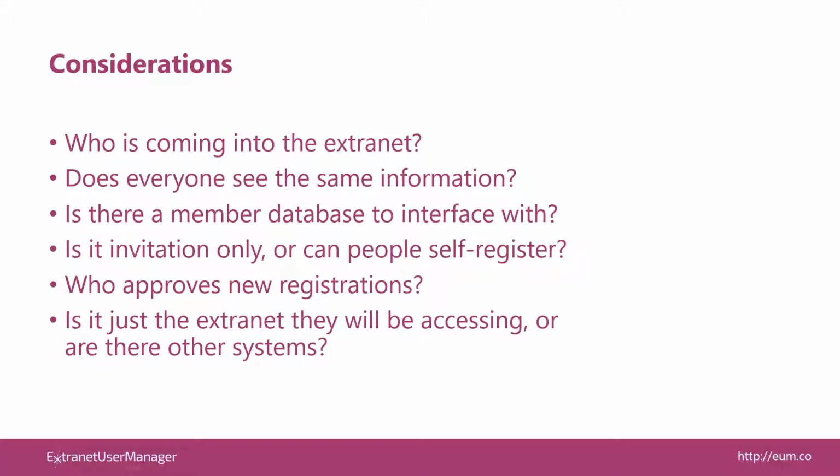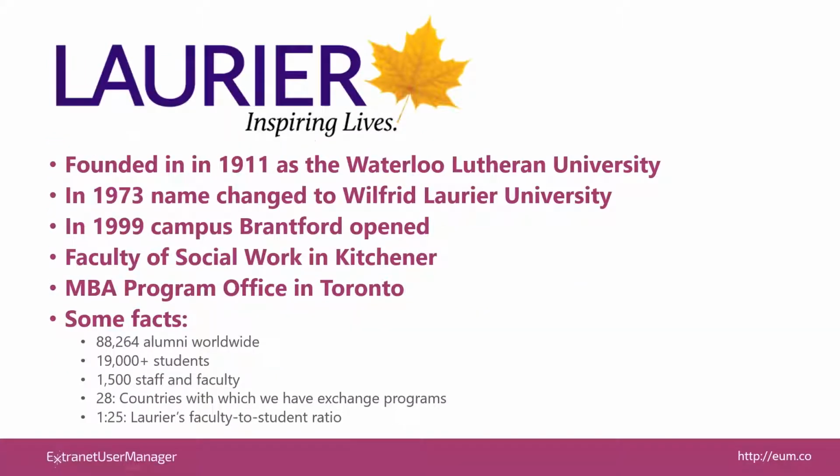If we do, how does that approval work? Who approves those new registrations? And then is it just this Azure website extranet that they're going to be coming into, or are there other systems? Is there a single sign-on to multiple systems that needs to come in as part of that as well? So those are all parts of the aspects of it. So the first scenario that I'm going to take you through is a very simple one, and it actually doesn't require our product. So this is something you can take as a learning, say, we could apply this in our own environment and make use of it today.